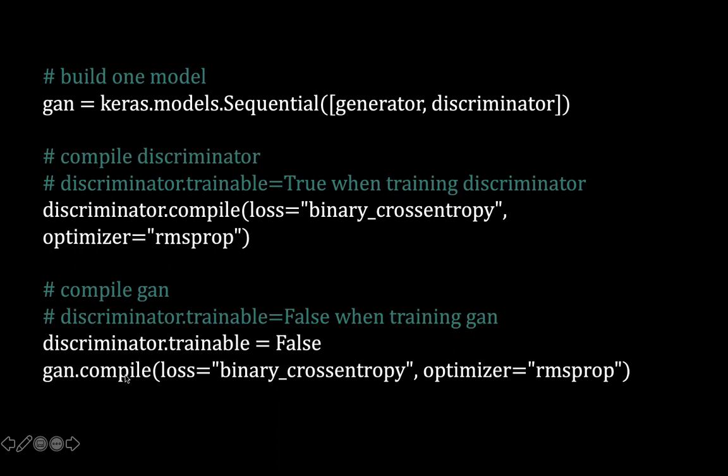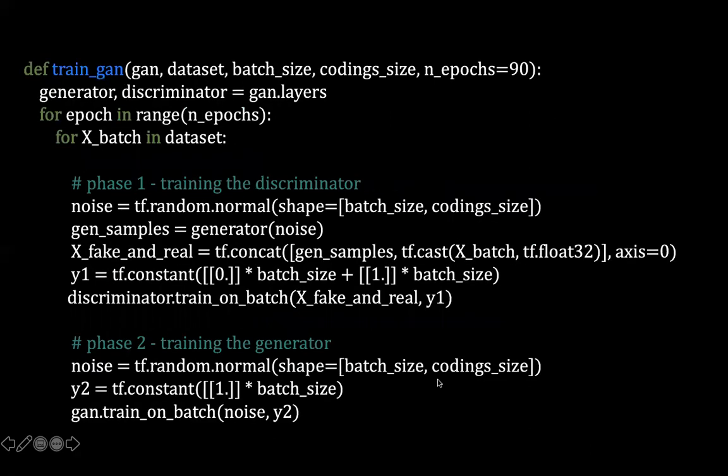Before compiling the GAN, this model that consists of the two nets, we need to set discriminator trainable to False in order to fix the weights of the discriminator. We need to do that for the generator training, this phase 2 step. And again, we just use normal binary cross entropy and some optimizer. Because this is a bit more complex model than we used before, we need to write our own custom training function.